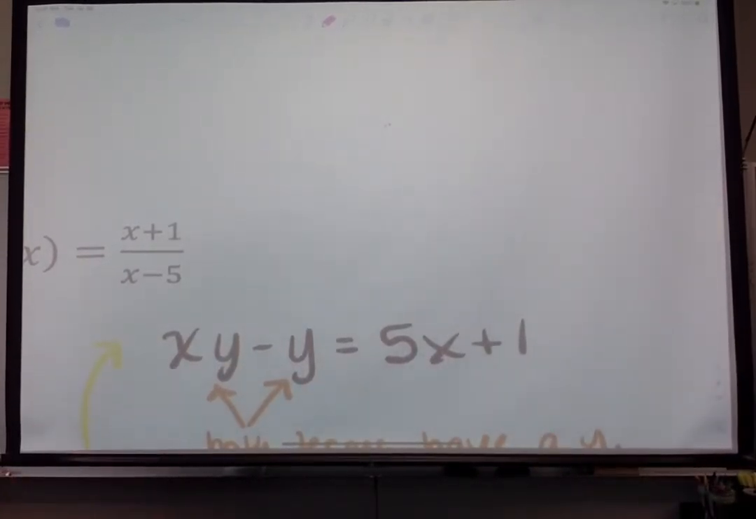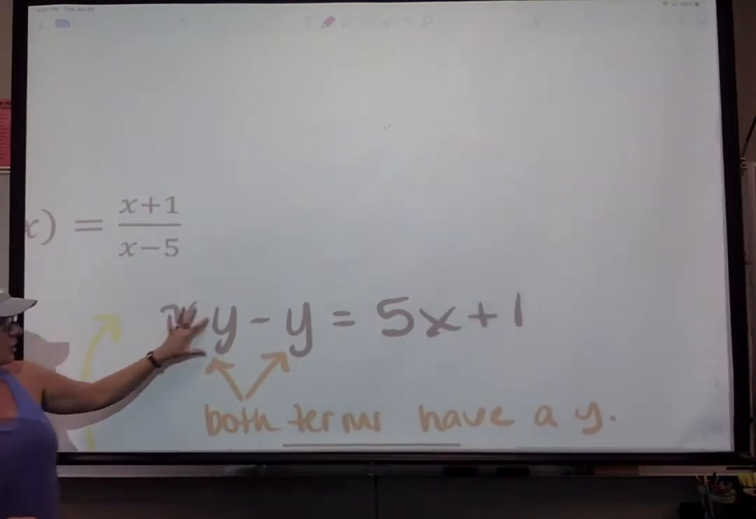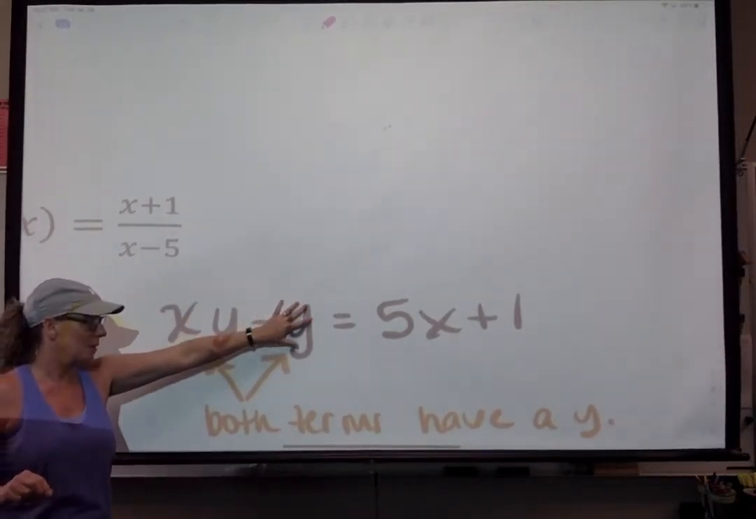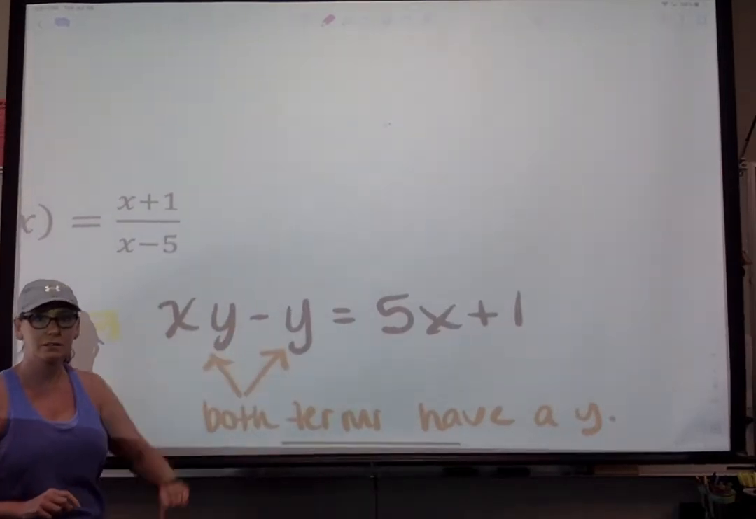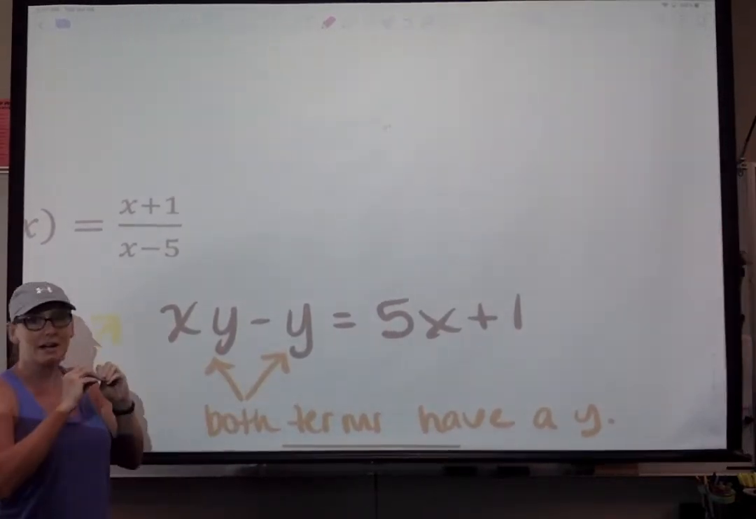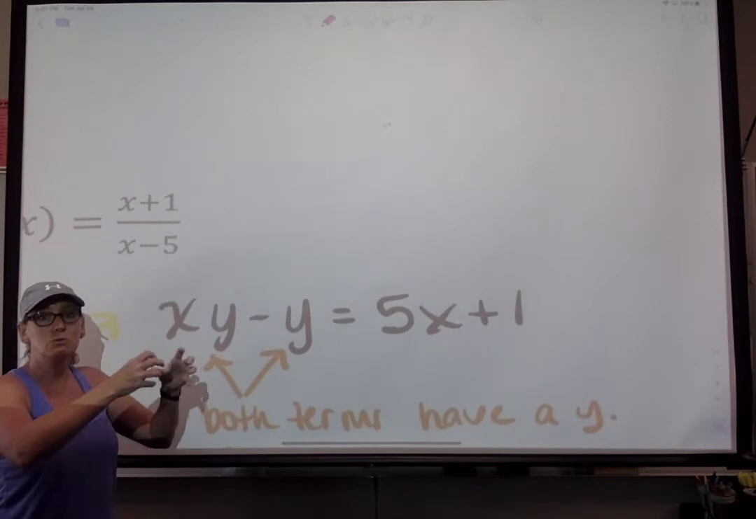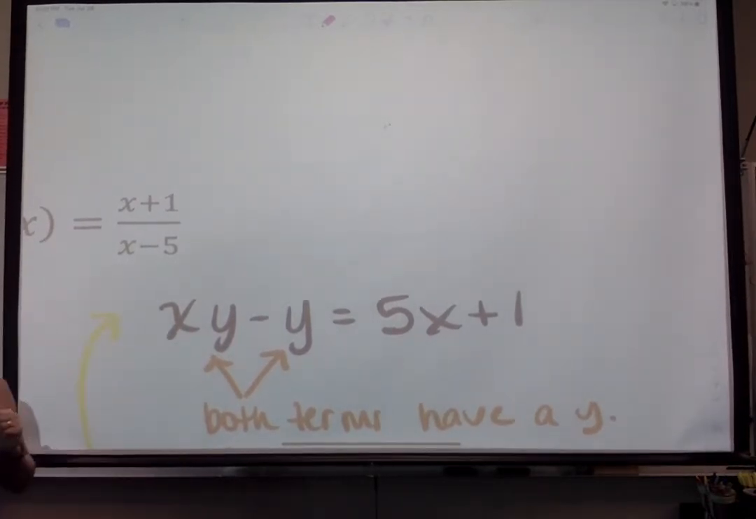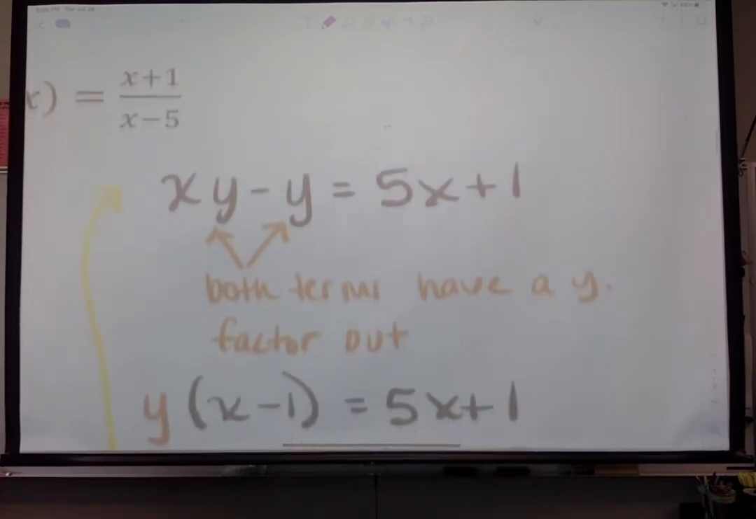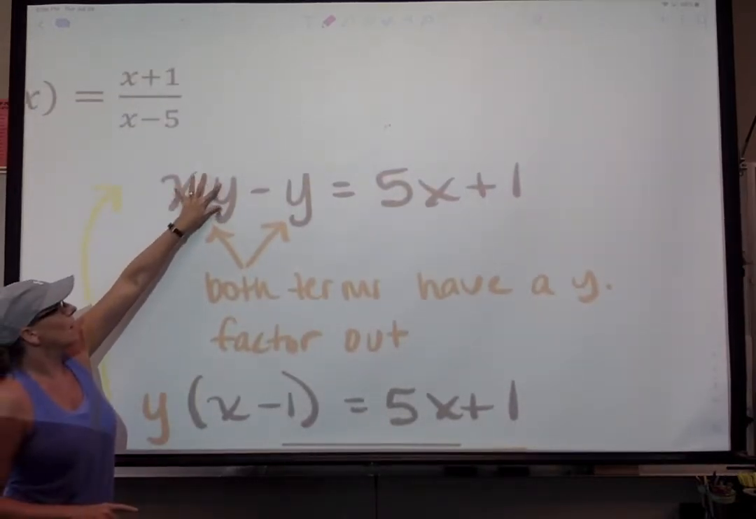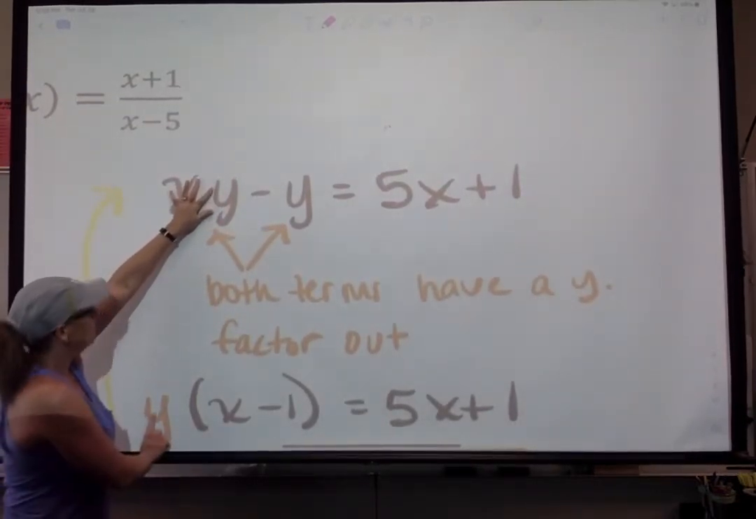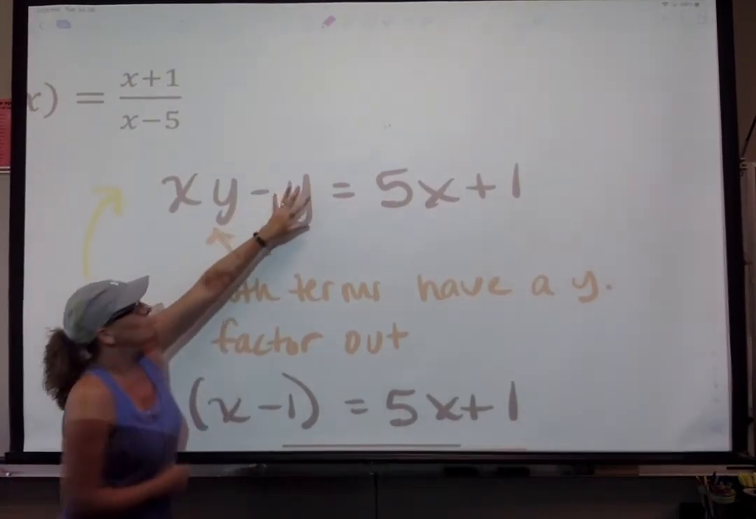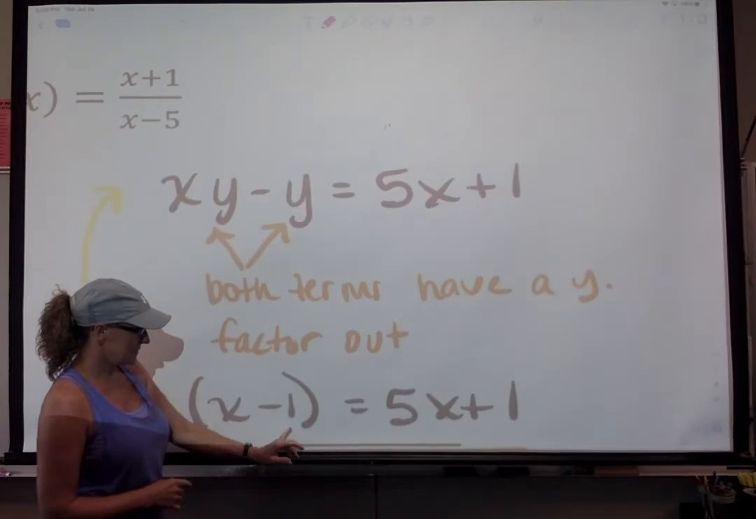And something I want to point out to you, since you got your y's on the same side, here's a term that has a y, here's a term that has a y. Both terms have a y. Pull the y out. Factor, you do the greatest common factor and pull out a y. When I pull out a y from this term, this is what's left. Minus. When I pull out a y from this term, this is what's left.